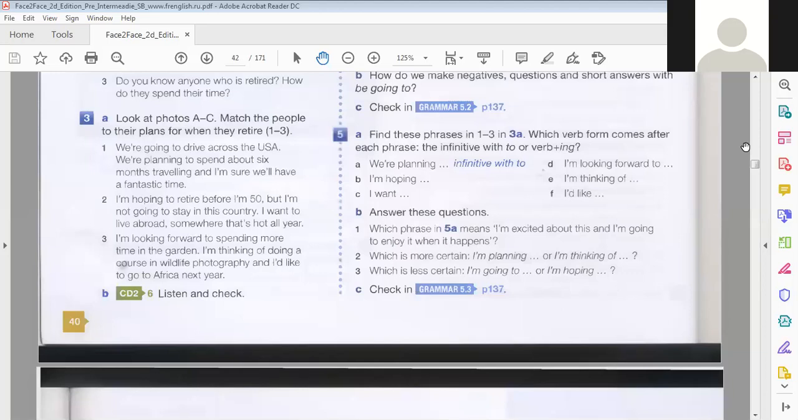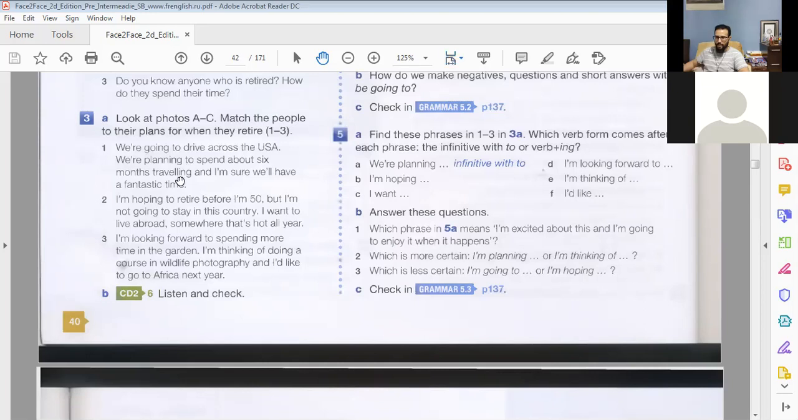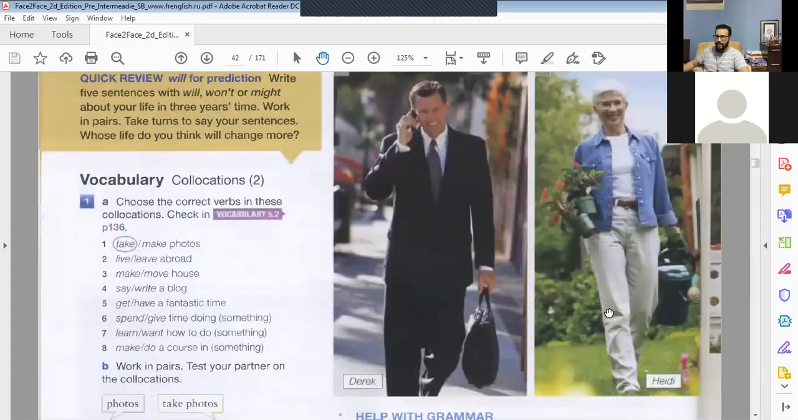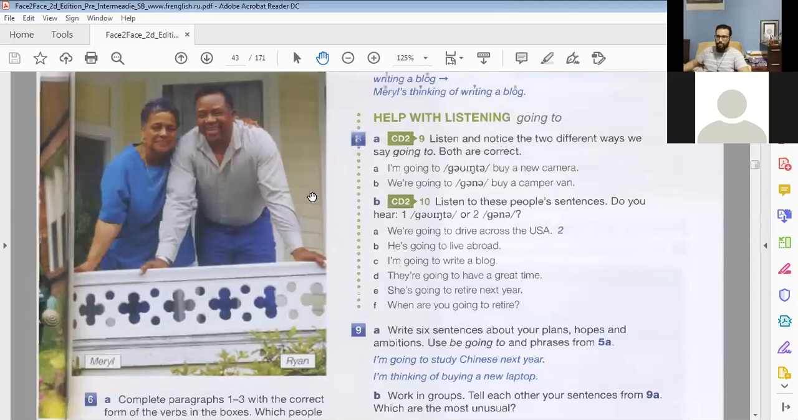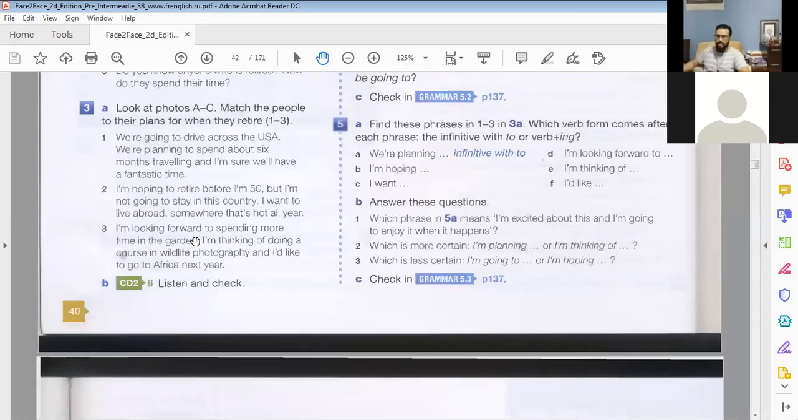Okay, Ines? Yes, I hear you and I can see the book. That's very good. So can you read these 3 plans? We want to match these retirement plans. You know what retirement means, when people stop working, when they get old. Yes, I know. So we are discussing 3 different retirement plans, and we want to match them with the 3 photos of Derek, Heidi, Ryan and Meryl.